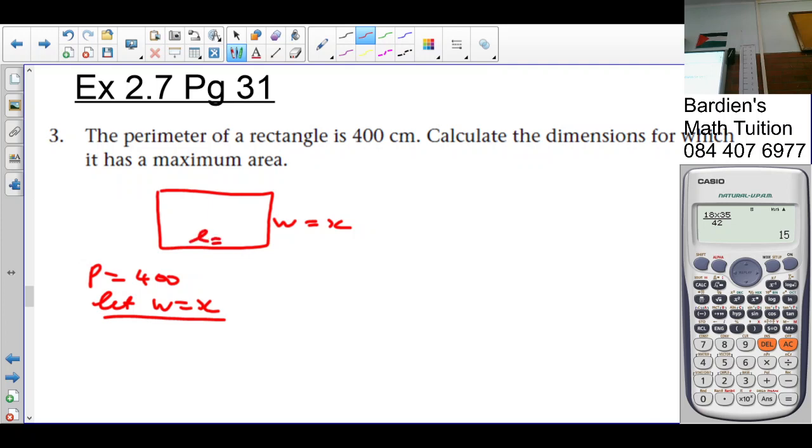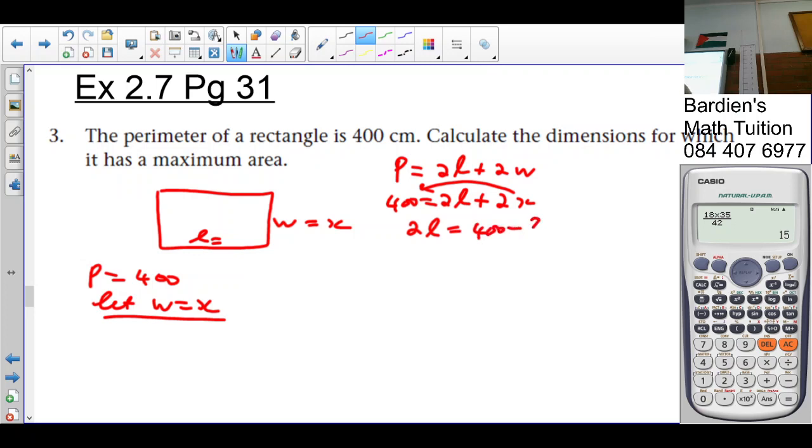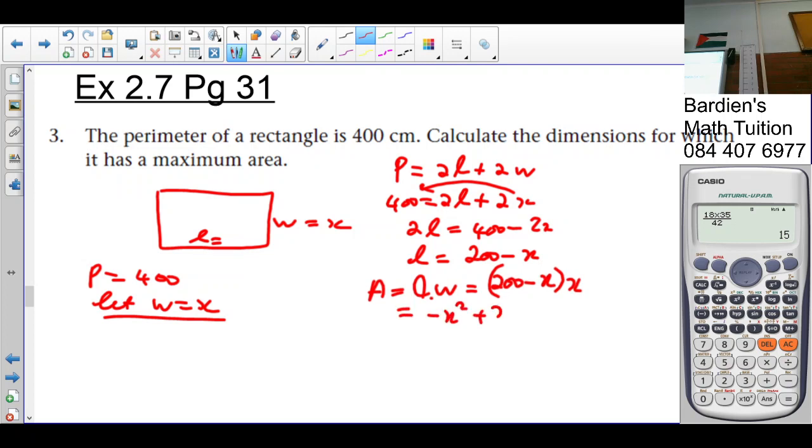Firstly, how do you calculate the perimeter of a rectangle? It's going to be 2 length plus 2 width. The perimeter in this case is 400, so 2 length plus 2 width, which is x. Not so. We take that over the equal sign, so 2 length is equal to 400 minus 2x. We get L on its own and divide by 2, which is 200 minus x. Can you see that, people? So how do we calculate the area? It's length times width, which is 200 minus x times x. So it's going to be negative x squared plus 200x.